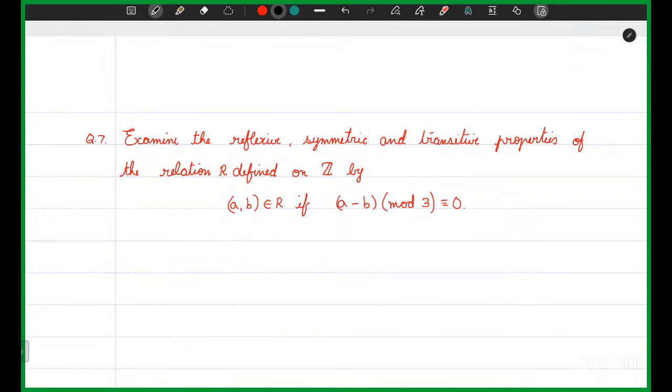Sir, it will be all reflexive, symmetric, and transitive. So it's an equivalence relation. Yes, sir. The reflexive and symmetric. Reflexive and symmetric. Sir, all three.